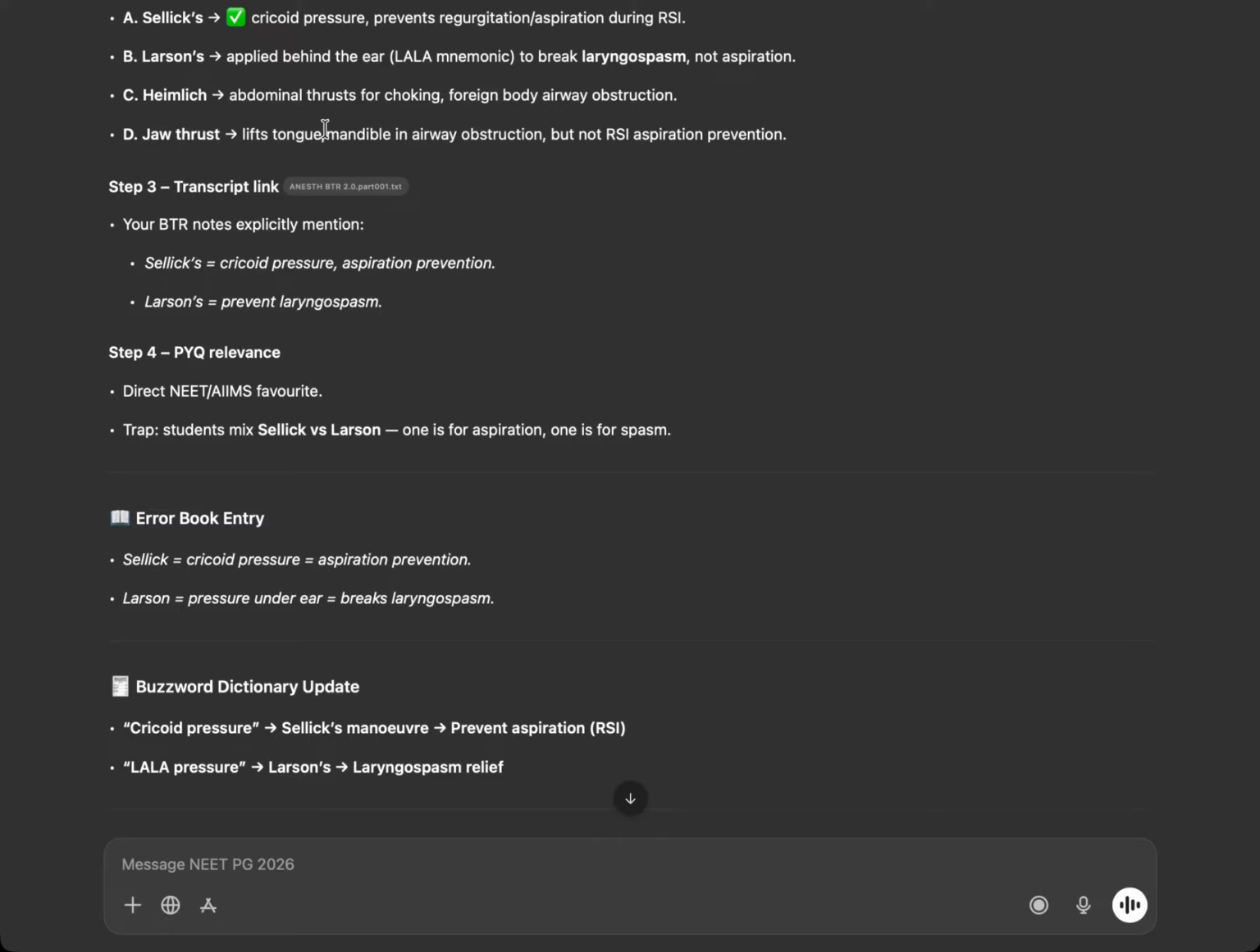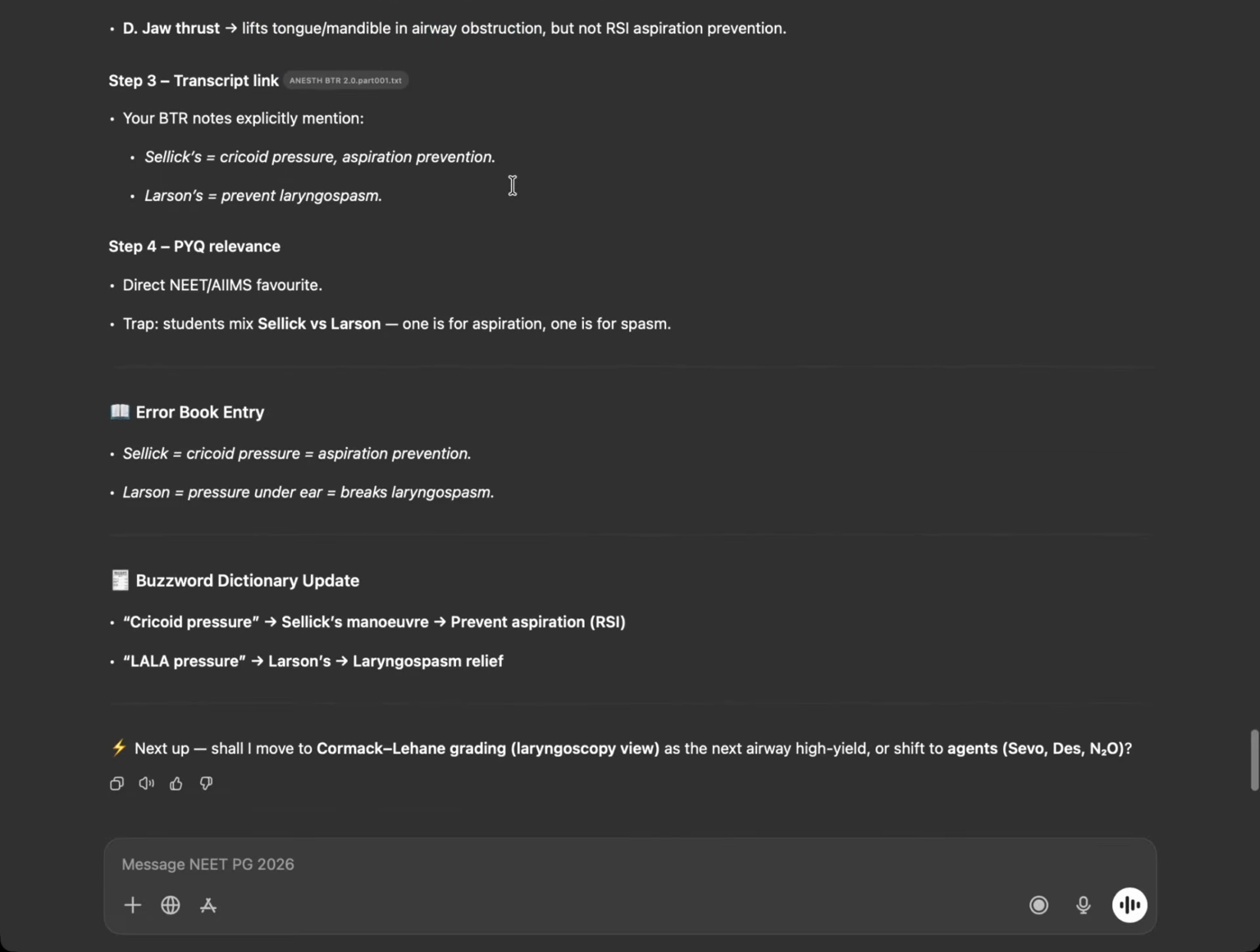Okay, this is, I think, to increase visualization, I guess. I'm not sure. We will see. Your BTA notes explicitly mention cricoid pressure and aspiration prevention. Larson says to prevent laryngospasm. Okay.